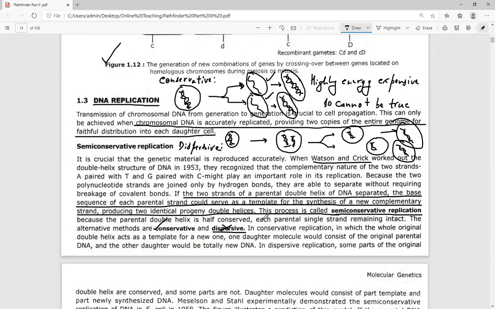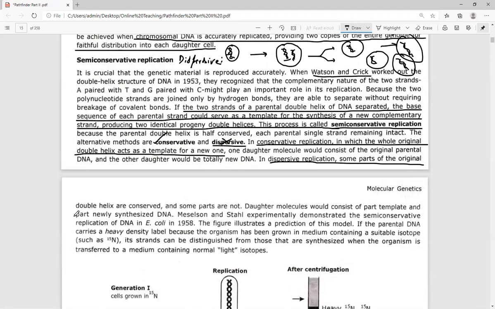Each parental single-stranded DNA is going to remain intact. The alternative methods are referred to as the conservative and dispersive mechanisms of DNA replication that I have already explained. What happens in conservative replication? The whole original DNA sequence remains intact. In conservative replication, the whole original double helical DNA acts as a template for new synthesis. In dispersive replication, some parts of the original DNA helix are conserved and some parts are not.